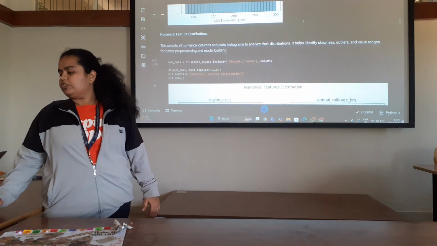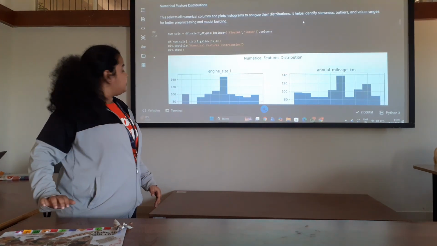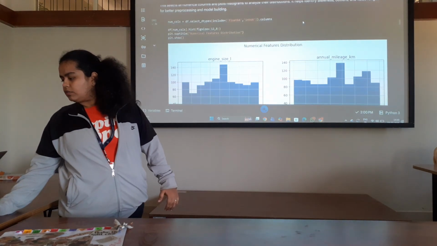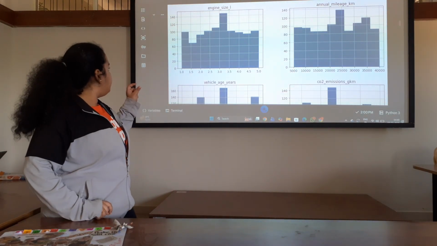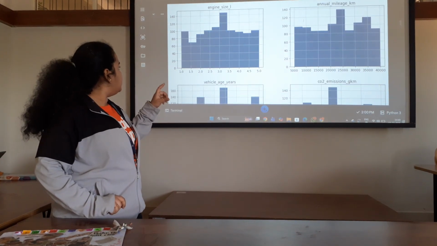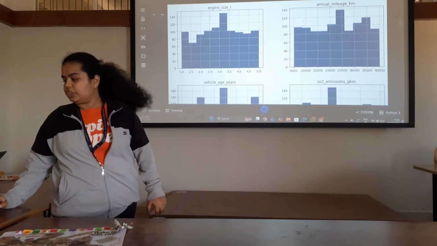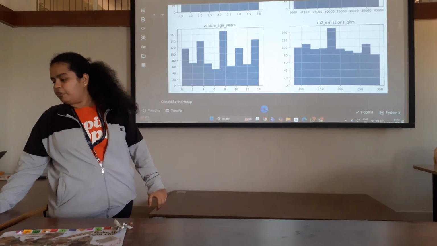This is the numerical feature distribution. It is univariate, where we can see a single variable at a time, like engine size, annual mileage, vehicle age, and CO2 emissions.